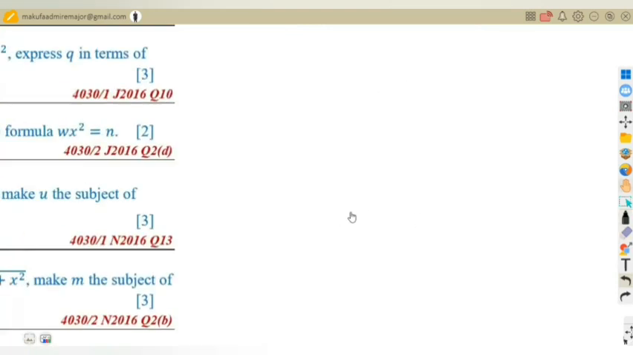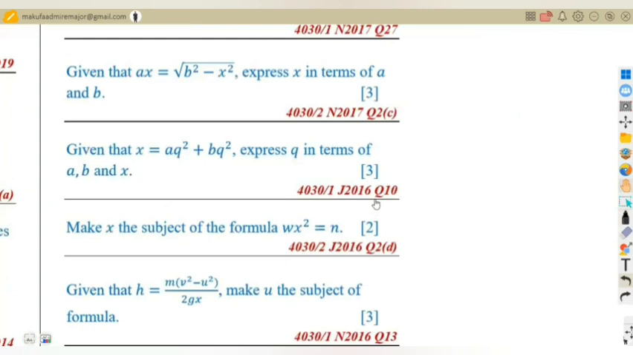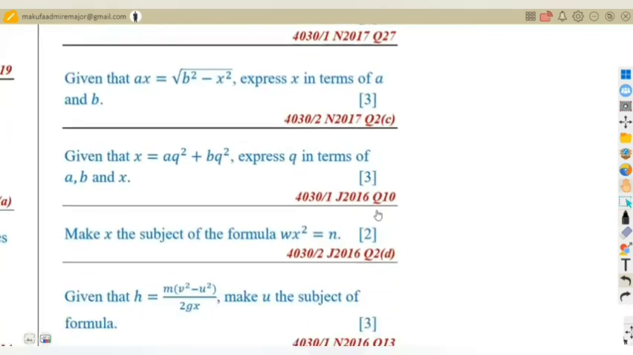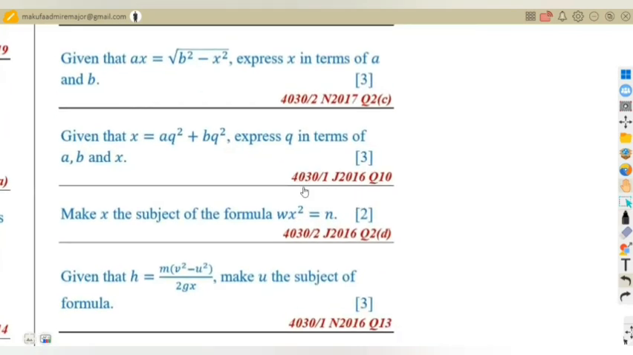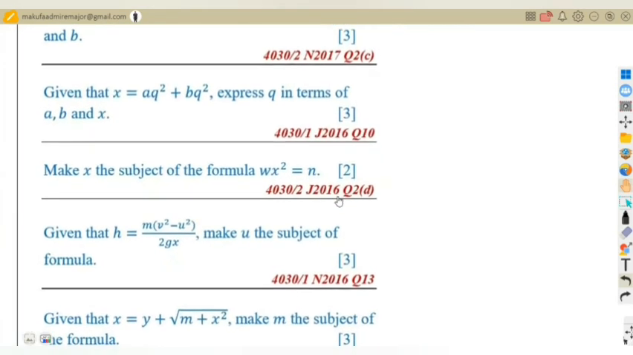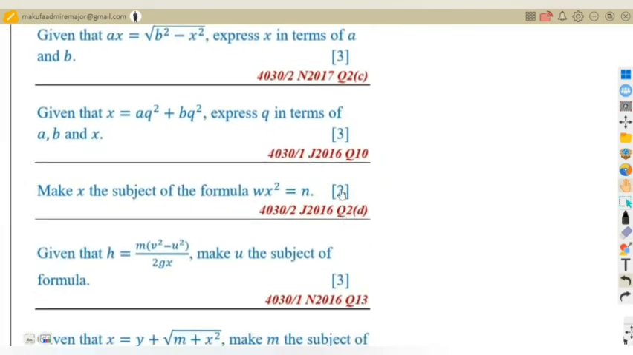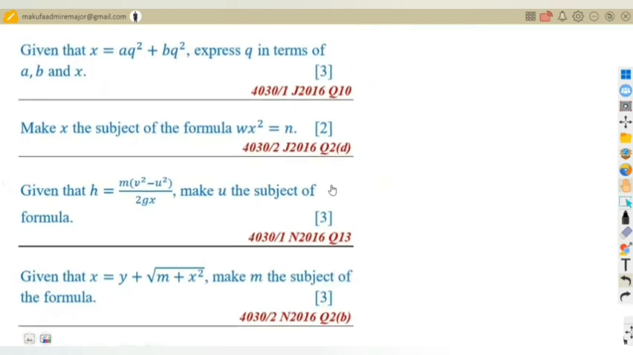All right, let us check another part in this case. So here it was making x the subject. Let us check the other part whereby we are given that x is equal to aq squared plus bq squared. Express q in terms, that is, make q the subject. All right, so x is equal to a q squared plus bq squared.